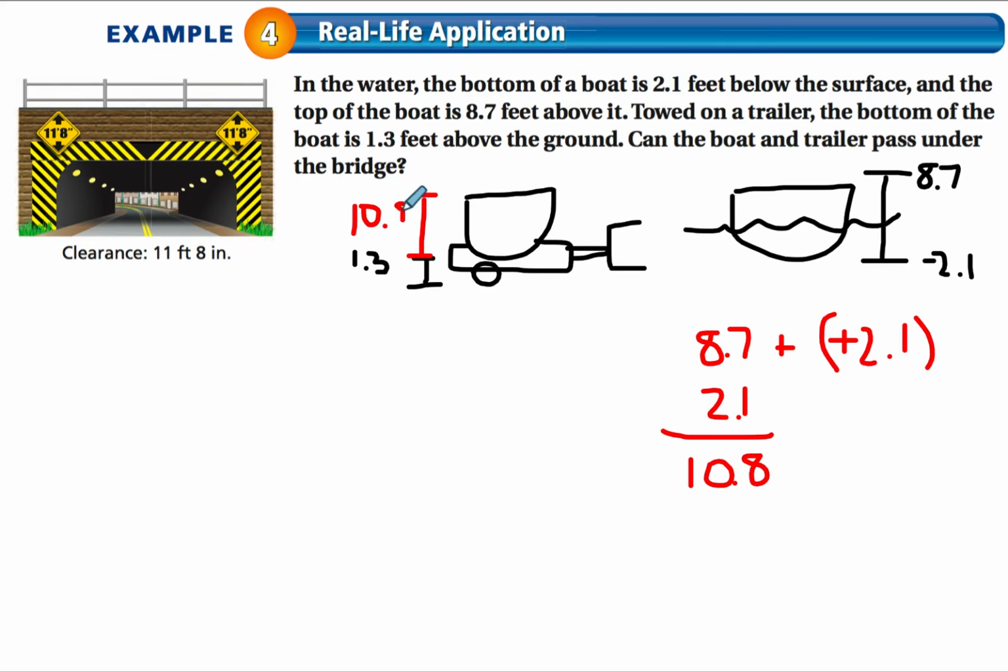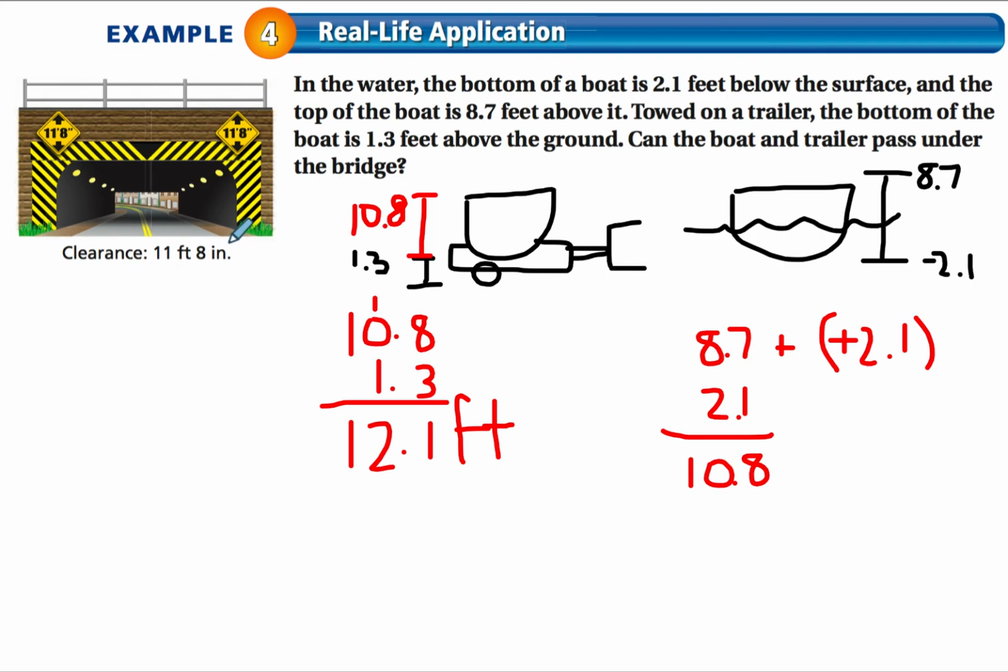Now, with the 10.8 feet plus the 1.3 feet, that will give us how tall the boat is sitting on the trailer. So 10.8 and 1.3. 8 plus 3 is 11. Carry a 1. 10, 11, 12. 12.1 feet is how tall the boat is when it's on the trailer.